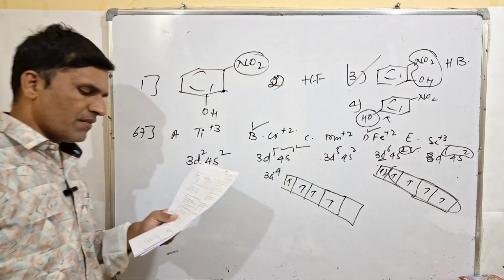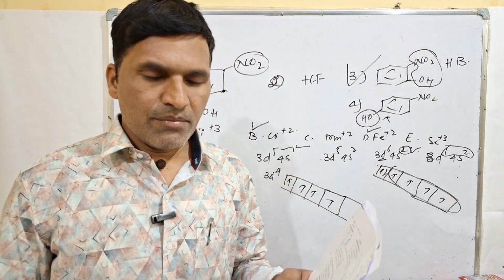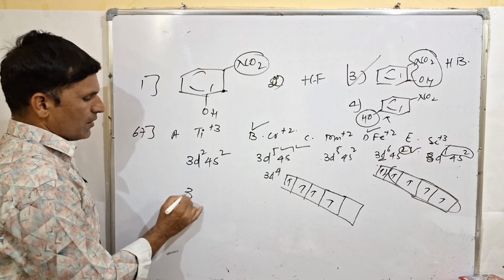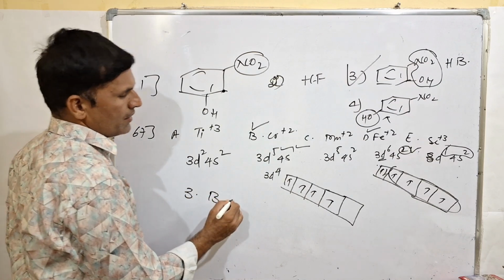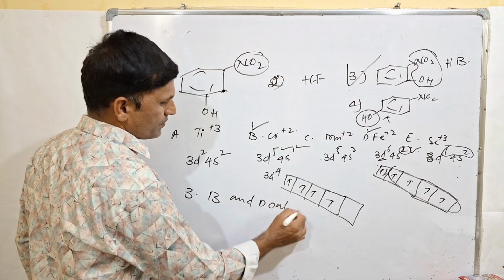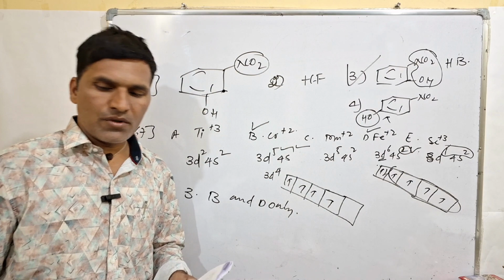And your options given are B and C only, A and D only, B and D only, A and E only, and your option is the third option, that is B and D only. Okay, so that is how you have to identify. Let us move on to the next question.